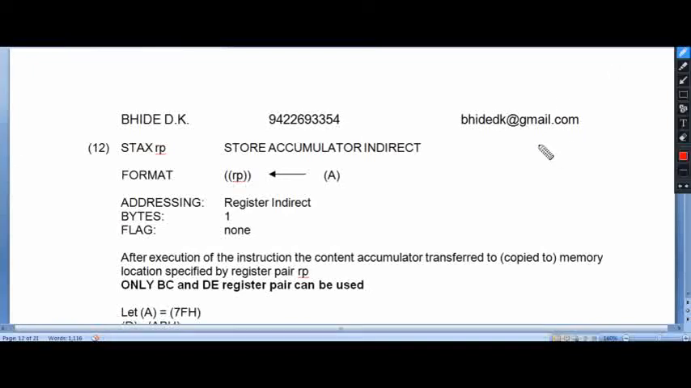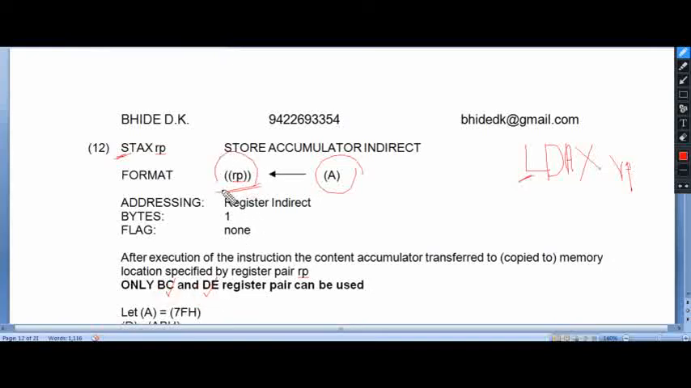We just now studied LDAX. Now here the opposite instruction is there: LDAX RP, and here STAX RP. L means load, that is, bringing the number to the accumulator. And here S means store. Whatever is present in the accumulator is to be stored to memory. Who represents the memory? The register pair represents the memory. Which register pair can be used? The BC and DE register pairs can be used.